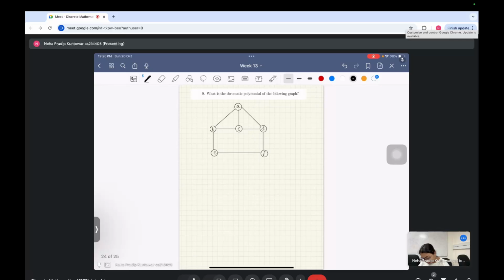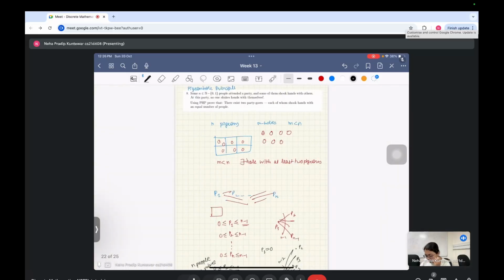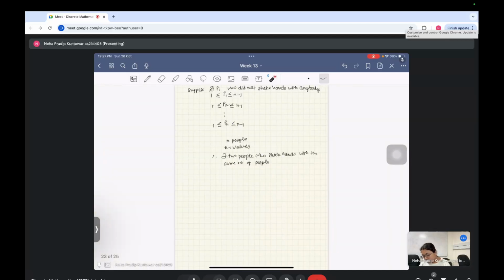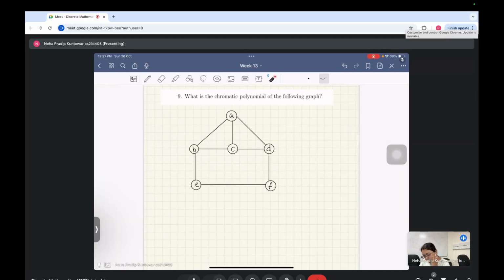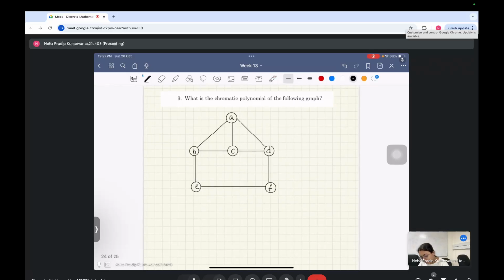And that is one example of the pigeonhole principle, which is again simple to apply, but it can help in proving very complicated statements. And as a last example, I'll recall what is called the chromatic polynomial of a graph.